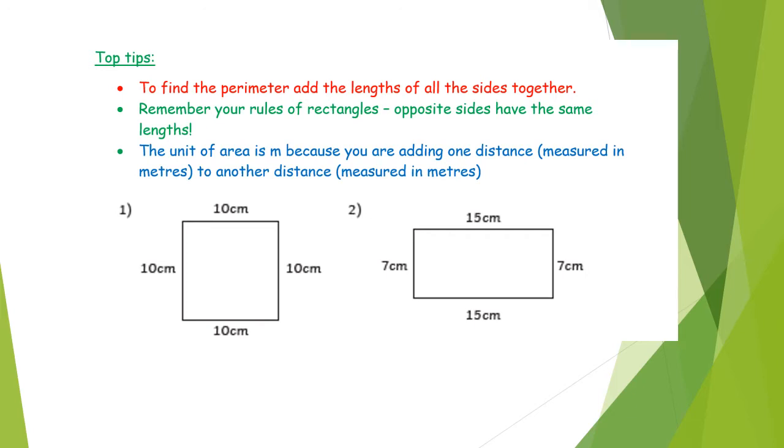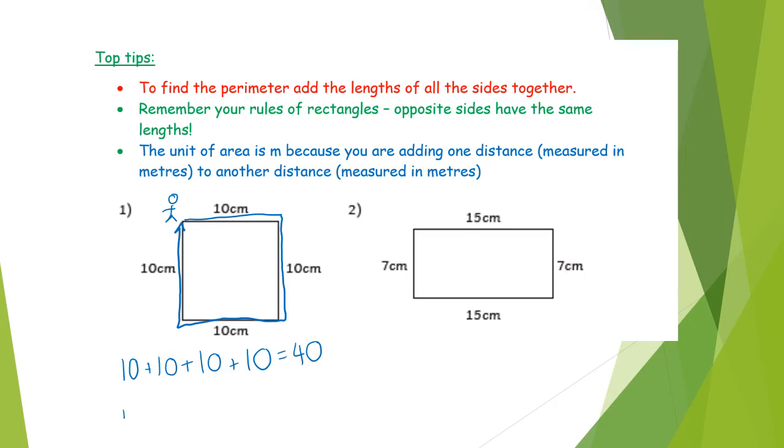So perimeter is what happens if you decide to walk around the edge of something. For this little person, they're going to walk 10 centimeters, then another 10 centimeters, then another 10 centimeters, and then a final 10 centimeters. So effectively I'm saying 10, add 10, add 10, add 10, which is 40. So I've added all the sides together.